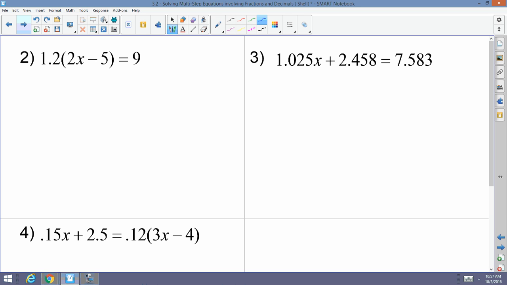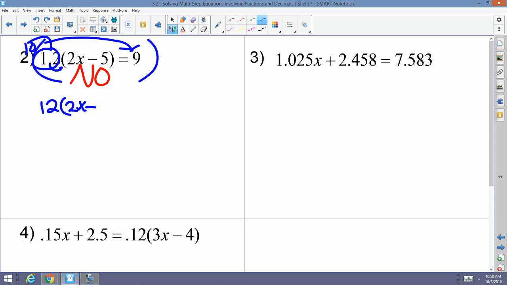I've got 1.2 times parentheses 2x minus 5 equals 9. I could just multiply by the 1.2, but this whole lesson is to get rid of the decimals. So I'm going to multiply everything by, how many decimal places do I have? So what am I going to multiply by? 10. Now, it affects this guy, but it does not affect the parentheses. Remember, same as the fractions. Does that make sense? Okay. So I've got 10 times 1.2 and 10 times 9. So I go 1 to the right. I've got 12 times 2x minus 5 equals 90. And then you solve from there.